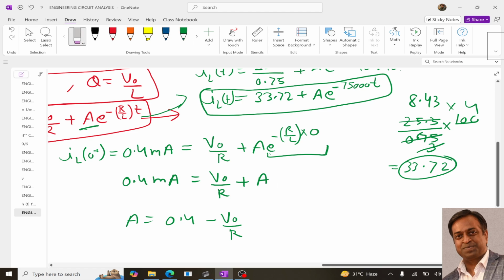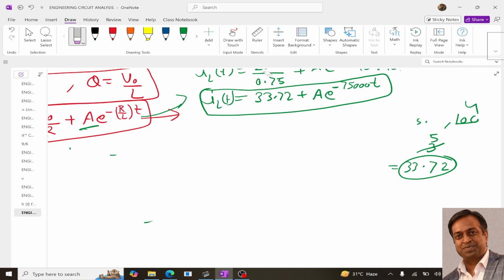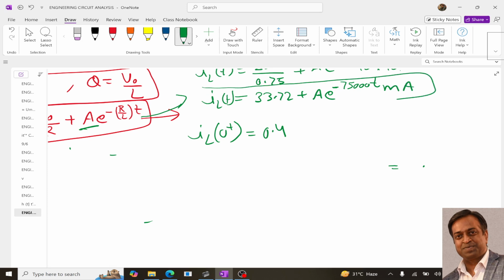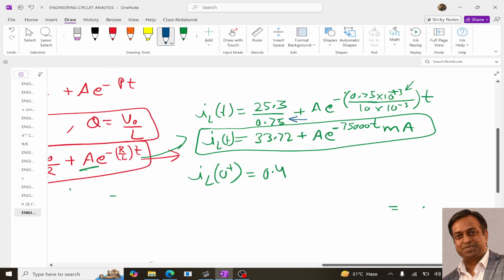Instead of resolving it again, over here if I substitute the value at 0 plus, which we get as 0.4. Over here, remember the unit is milliampere. Why milliampere? Because over here we have divided by 0.75 kilo ohms, and since it is kilo ohms, the unit is milliampere.